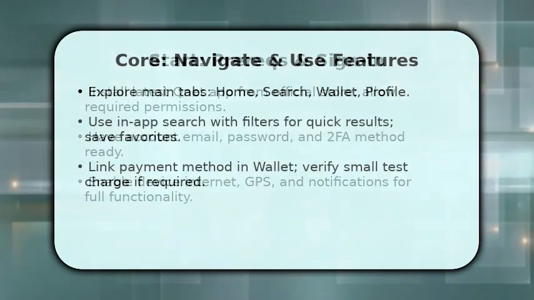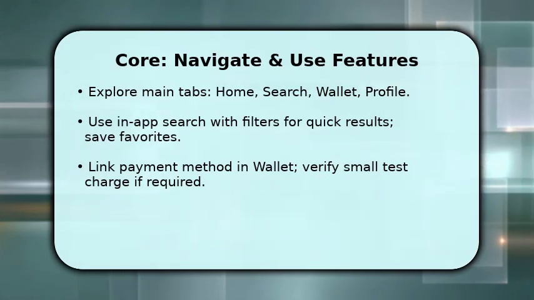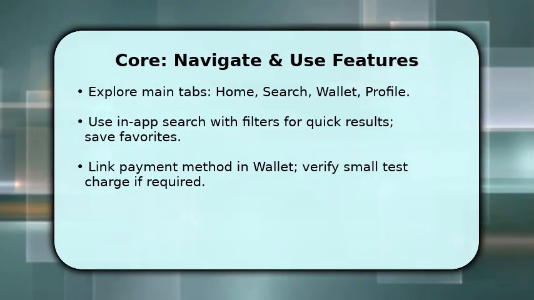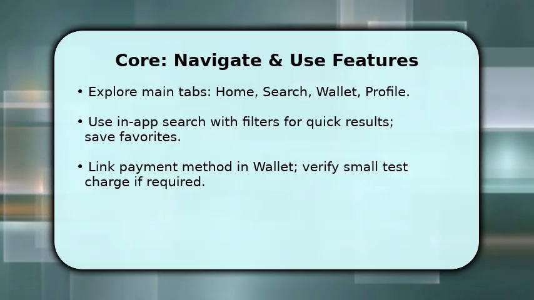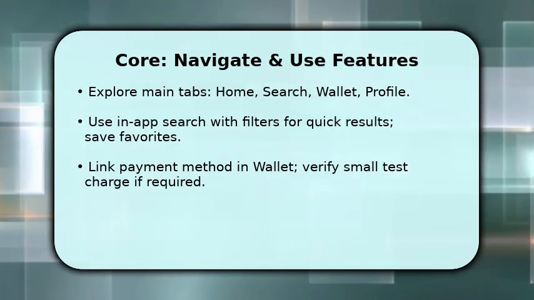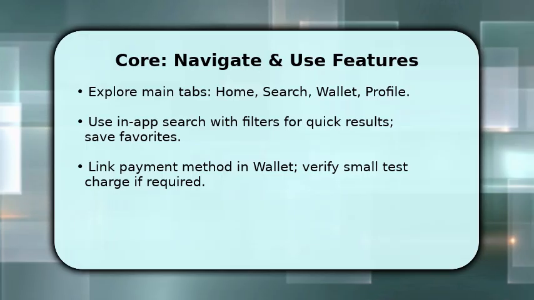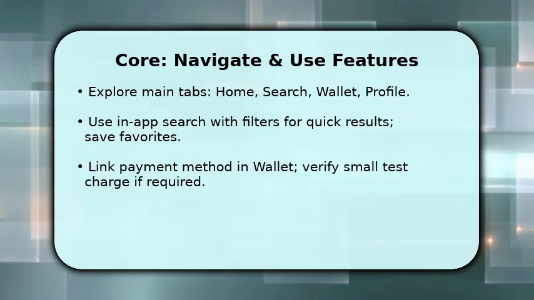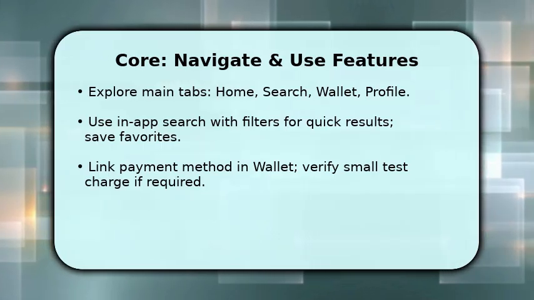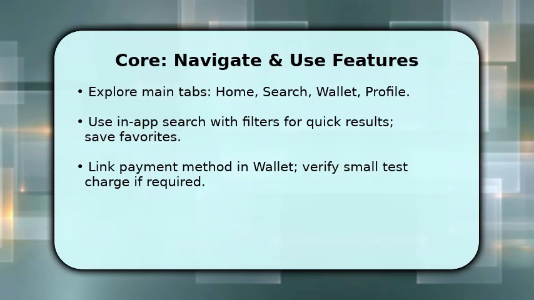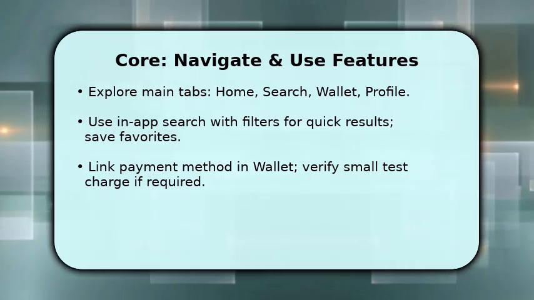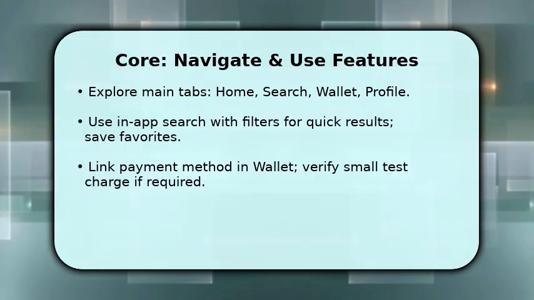You'll now move through QNet's main workflow: home for summaries, search to find items or services, wallet for payments, and profile for settings. Tap Search, apply filters, and use sort options to narrow results. You'll save time by favoriting items you expect to reuse. When making a transaction, link a card or bank account and complete verification. QNet may do a small test charge you then confirm. As you use these features, the app learns preferences, so repeat actions become faster and more accurate.